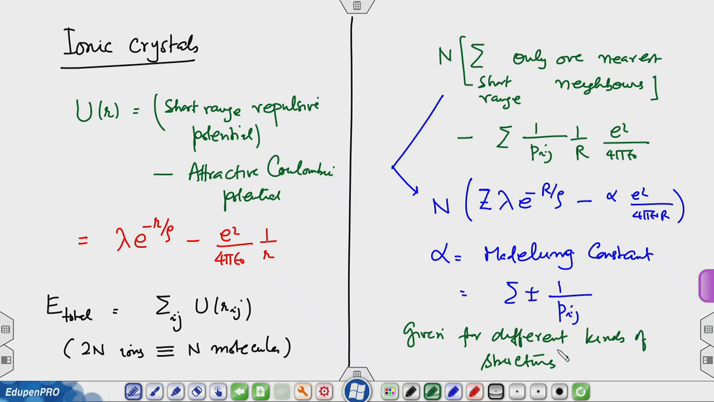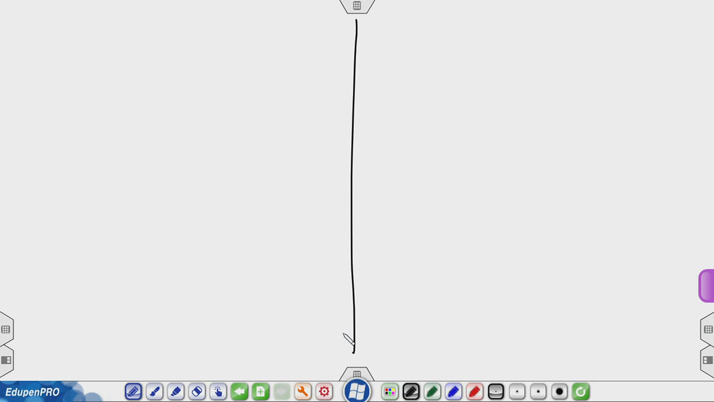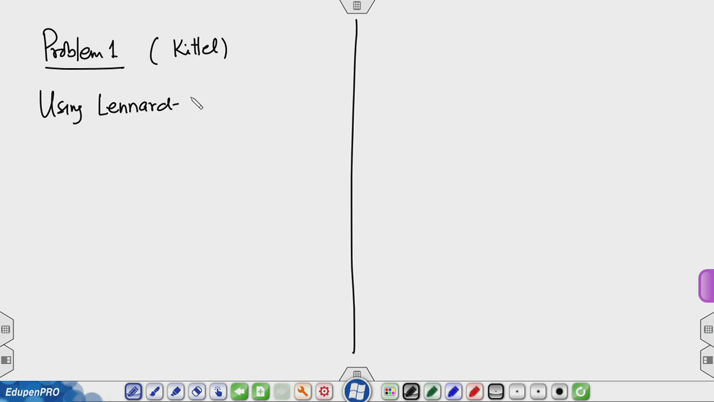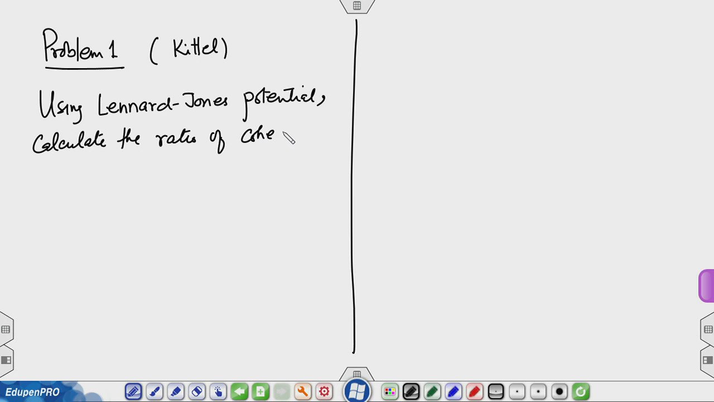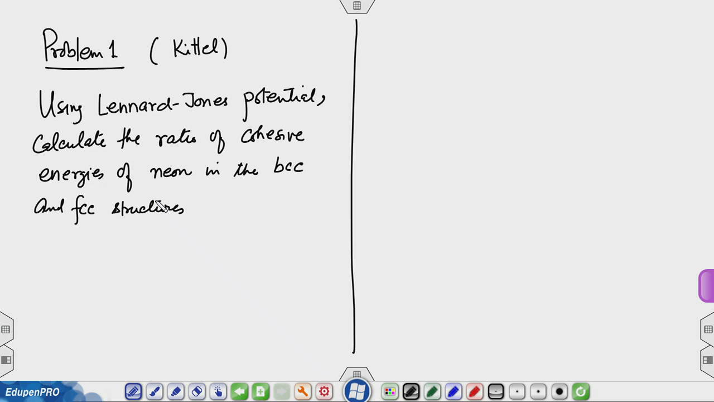So, based on these two, I am going to now solve some problems. Problem 1, this is taken from Kittel, and it says, using Lennard-Jones potential, calculate the ratio of cohesive energies of neon in the BCC and FCC structures. Okay.